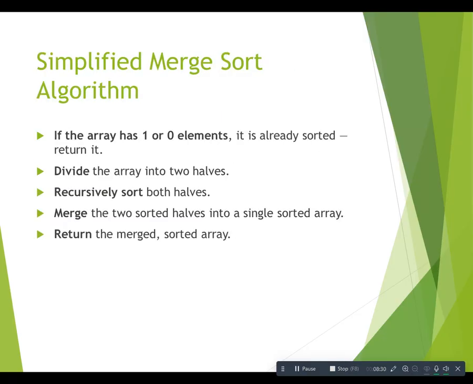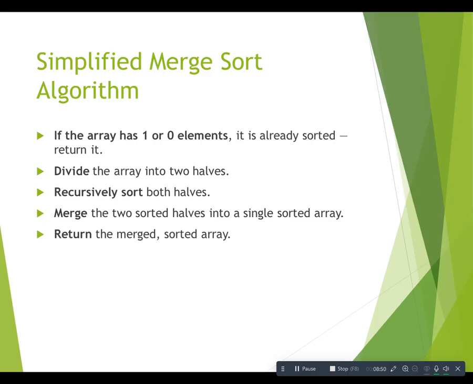So this is the simplified merge sort algorithm. It says if the array has 1 or 0 elements, it is already sorted. So we are going to return it, because if there are no elements or if there is just one element, it is not possible to sort the array. So we are going to return the array as it is.